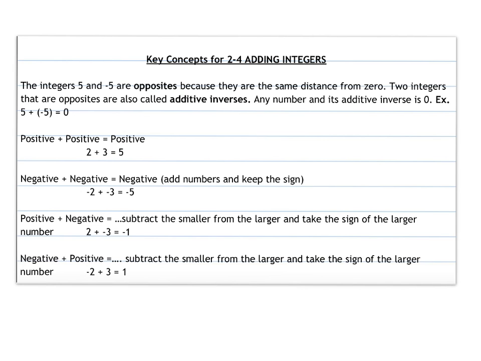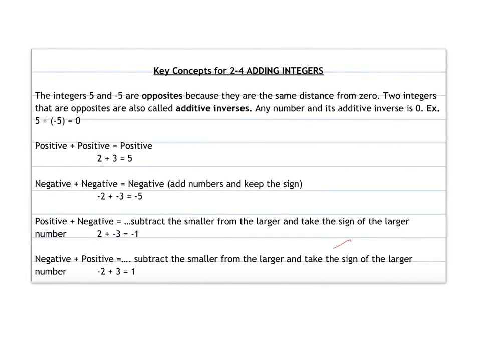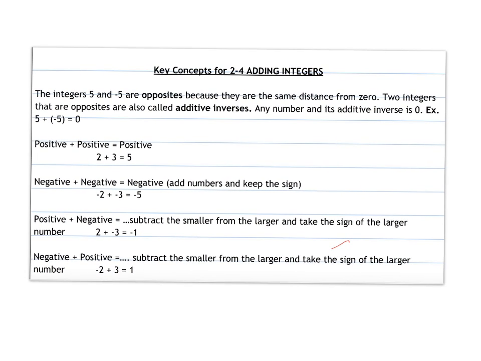Okay, so that was quite a few problems, some using a number line, some using just the rules, that key concept from the other page. And here are some more key concepts if you want to pause here and just write these things down, keeping an idea that opposites, because opposites are the same distance from 0. Two integers that are opposites are also called additive inverses when their sum is 0.